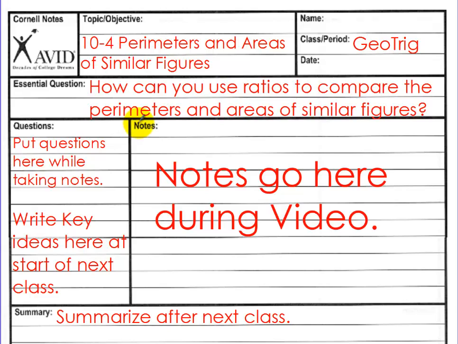Welcome, GeoTrig. This is 10-4, Perimeters and Areas of Similar Figures. The essential question is, how can you use ratios to compare the perimeters and areas of similar figures?